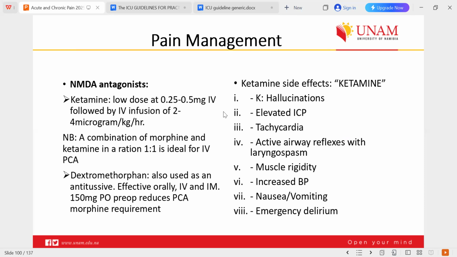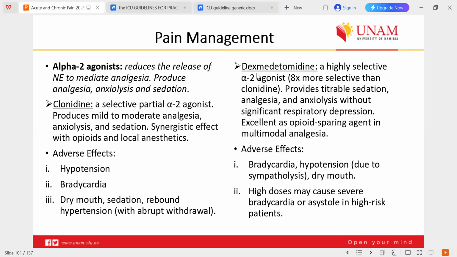Okay, so these are some of the side effects of ketamine. Is it on the group, what's it called? The WhatsApp group. It's there. That's where I got it from because I sent it earlier, so you can look at it from there.